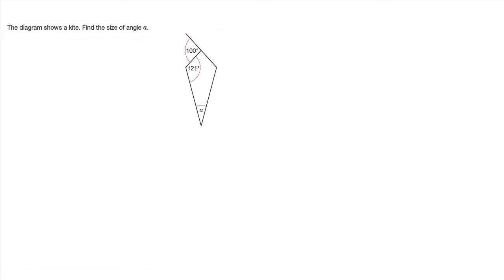Okay, in this video we are going to solve quadrilaterals and check out how to get the values of the unknown angles. The diagram shows a kite. Find the size of angle A.